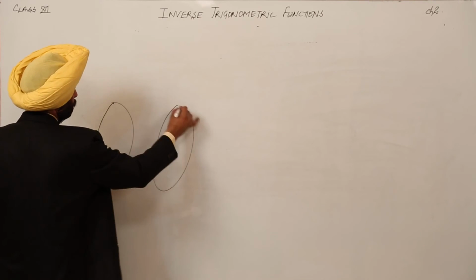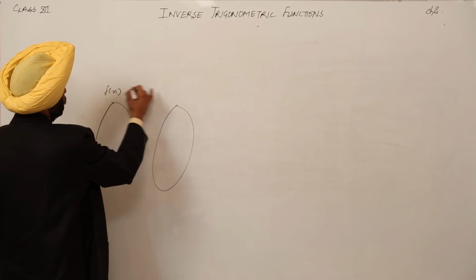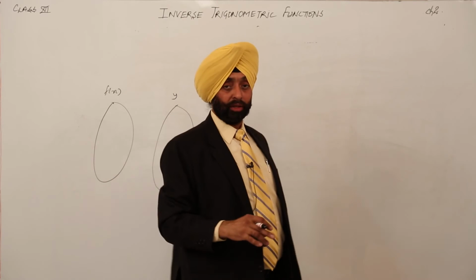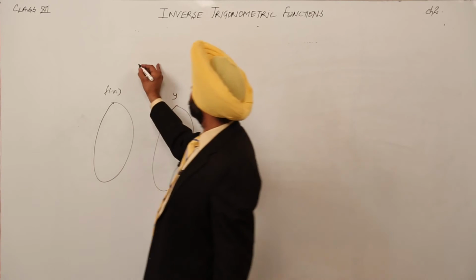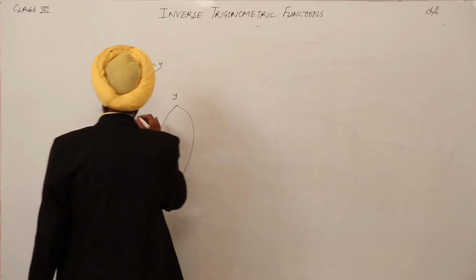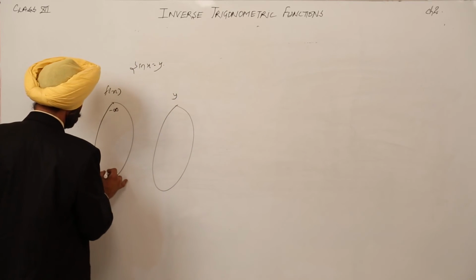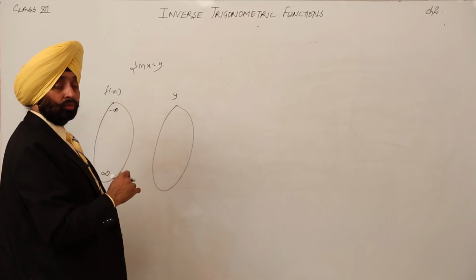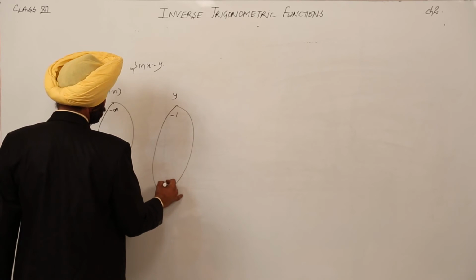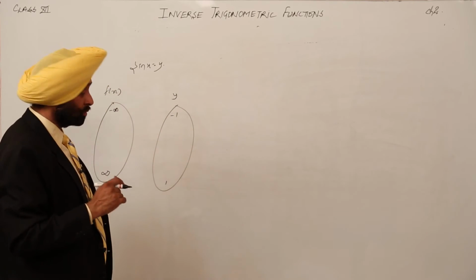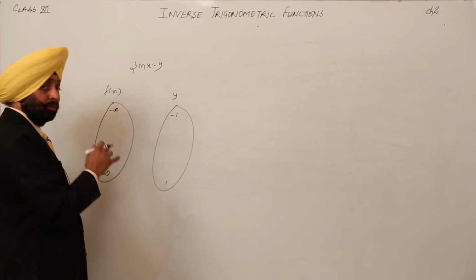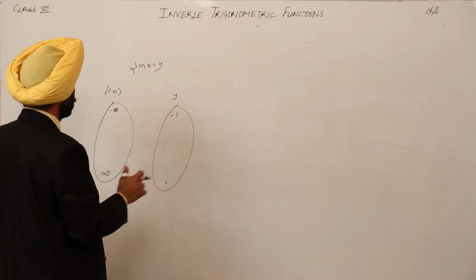First of all, again, which we wrote in a previous one, f(x) and this y. I told you sin x is equal to y. So this is for sin x equal to y. Now let's start it from minus pi by 2 to pi. From here the range was from minus 1 to 1. This function was many to 1.